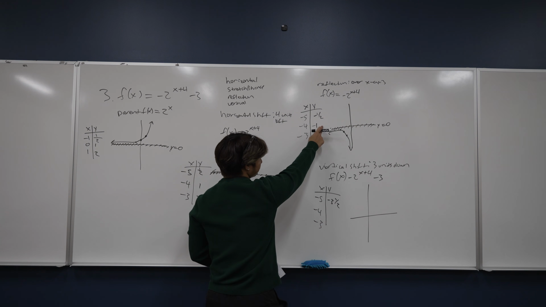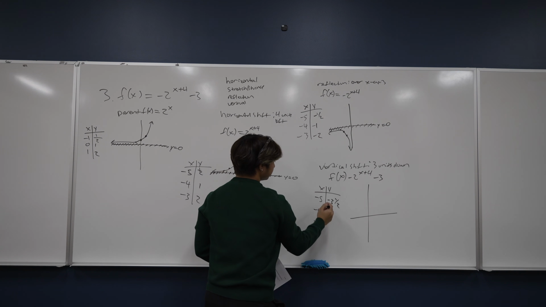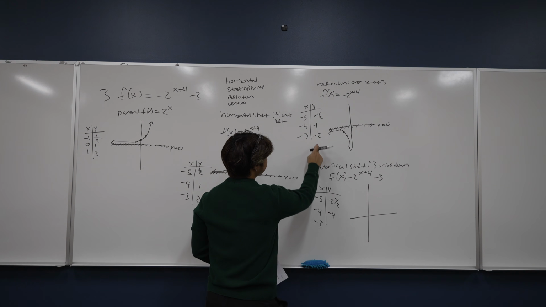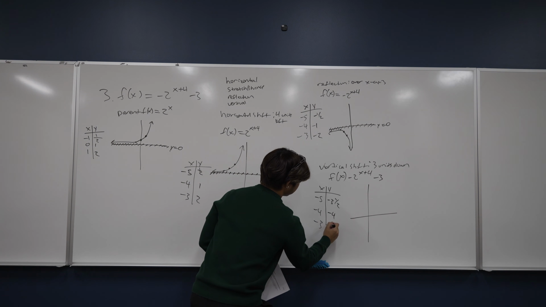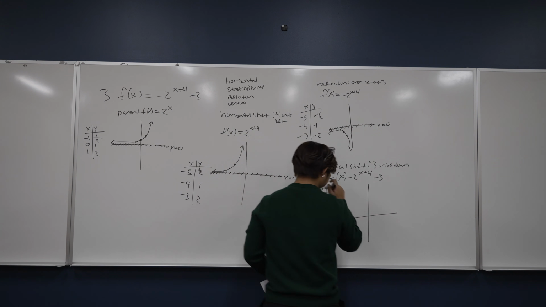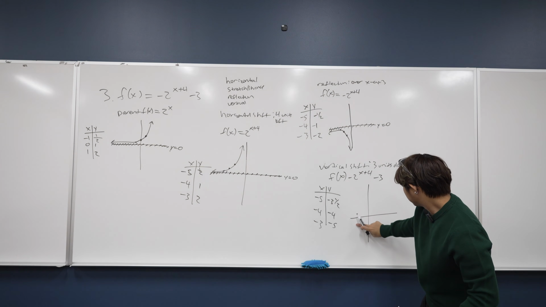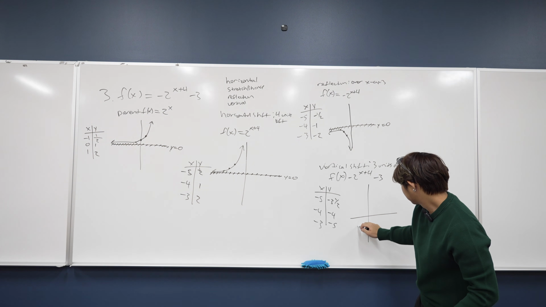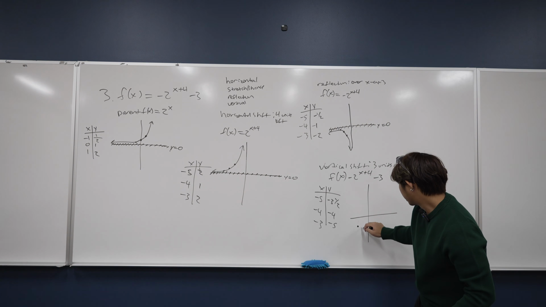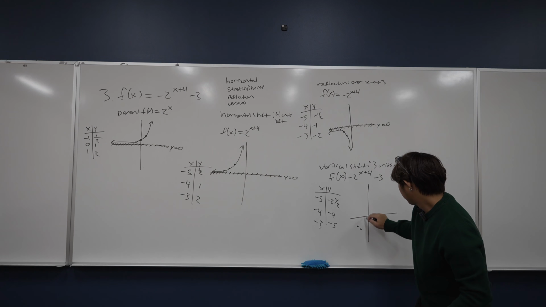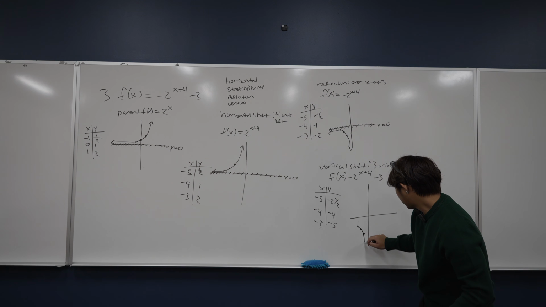All right, what about -1? -1 minus 3 gives us -4. -2 minus 3 gives us -5. So let's go ahead and graph this guy out. -5, -3.5 is like, I don't know, here. -4, -4, then -3, -5. Connect the dots, and we're in business.